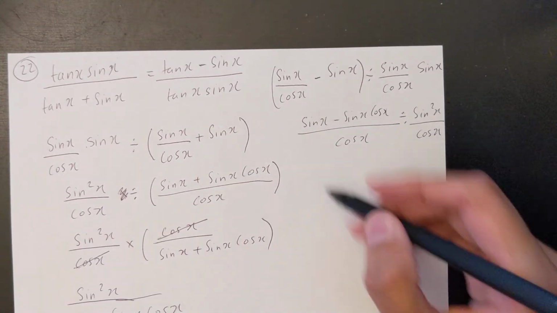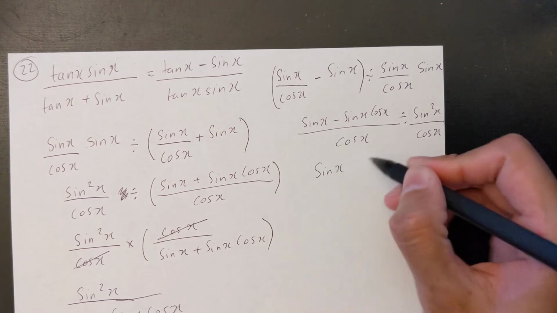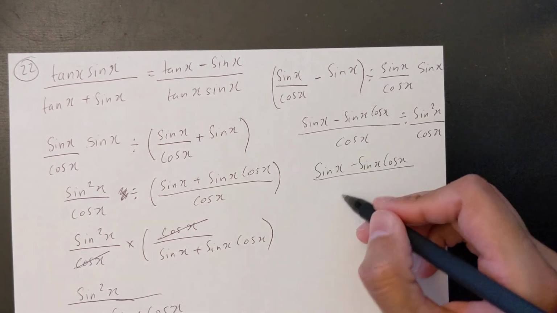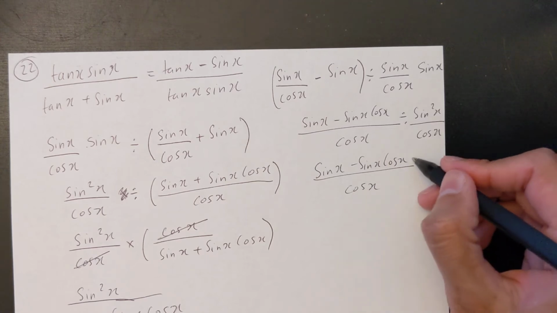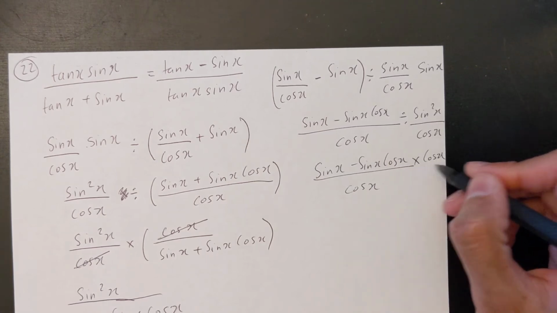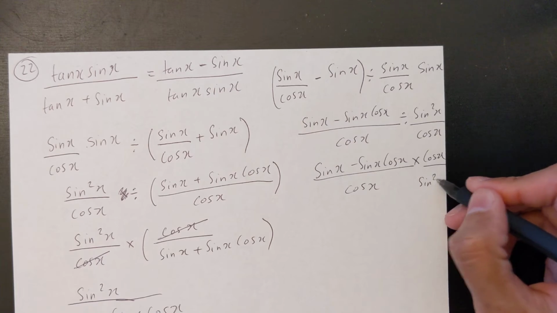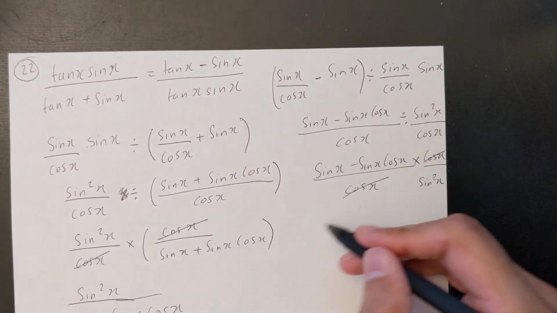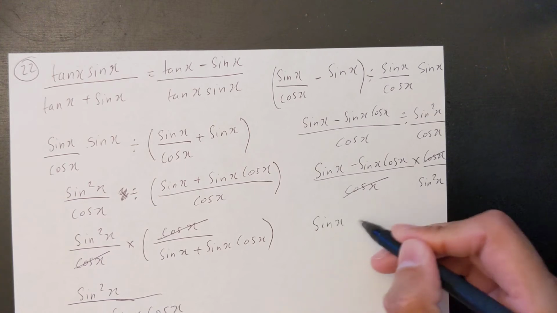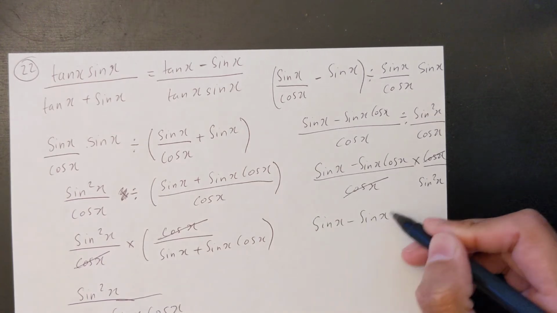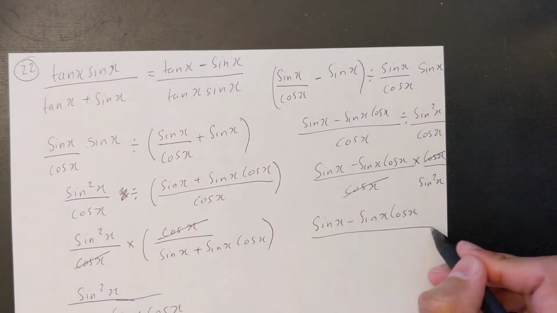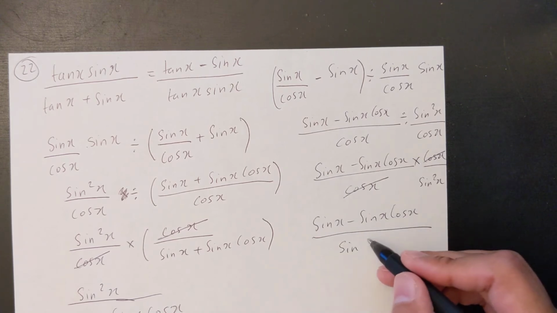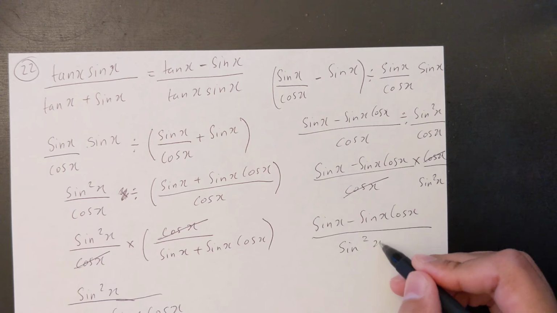I'm going to flip this. So sine x minus sine x cos x over cos x, multiplied by cos x over sine square x. Cancel out the cosines. I'm left with sine x minus sine x cos x over sine square x.